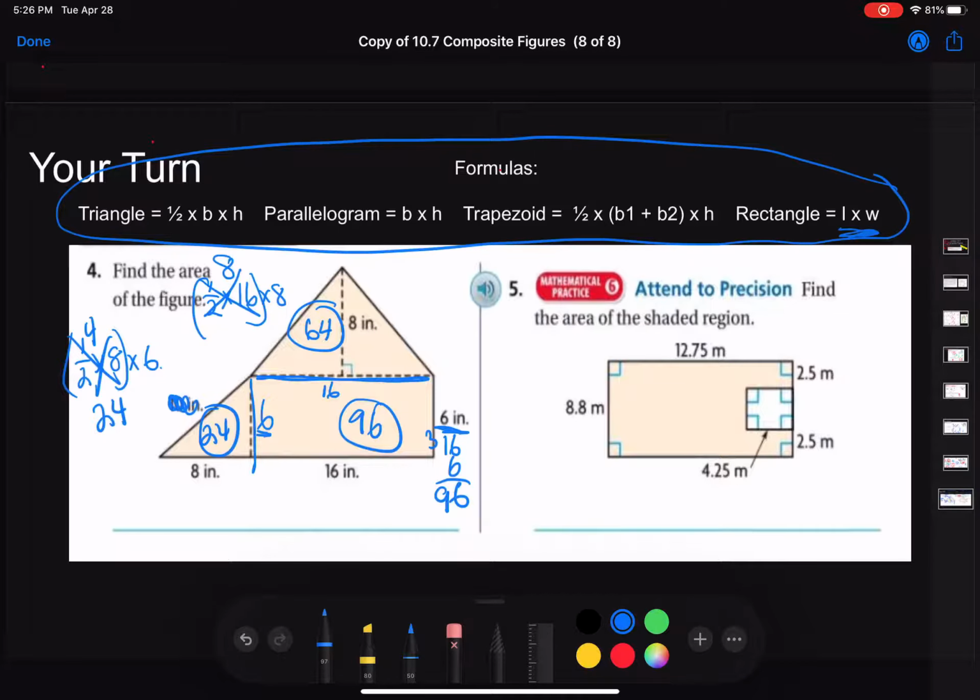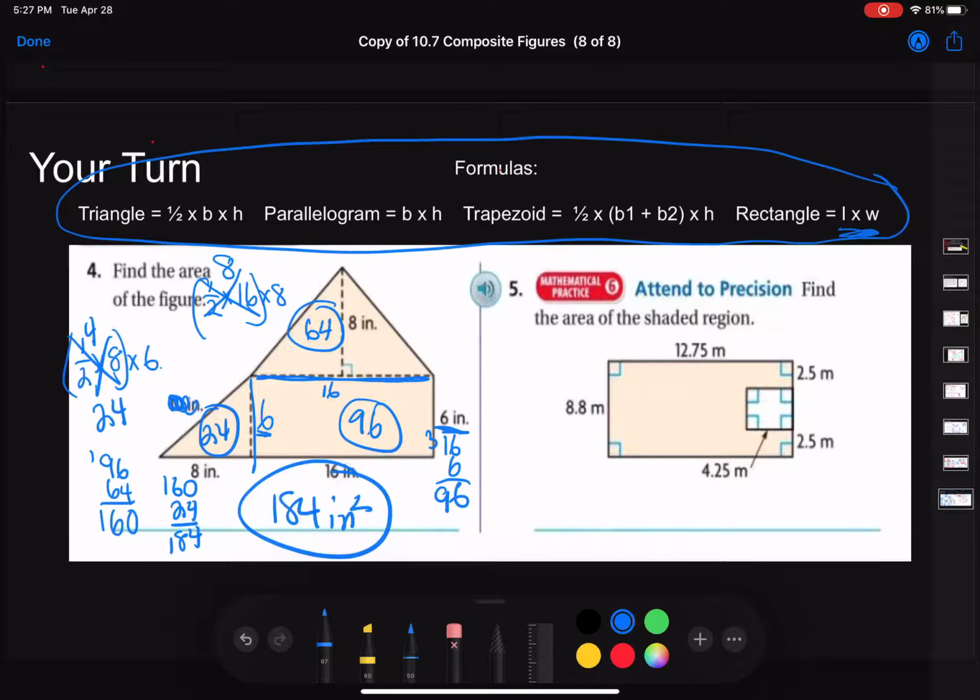It's up to you the order you want to add them up in, but I'm going to go 96 plus 64. So we get 160, and then we're going to add 24. Okay, so we're going to get 184 inches squared.